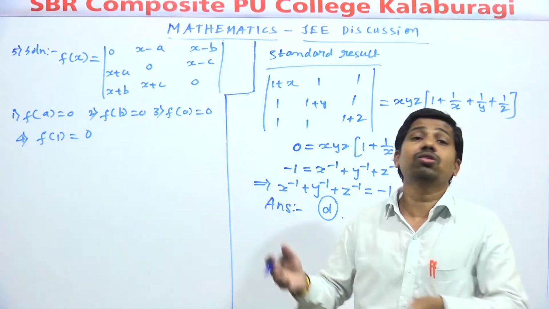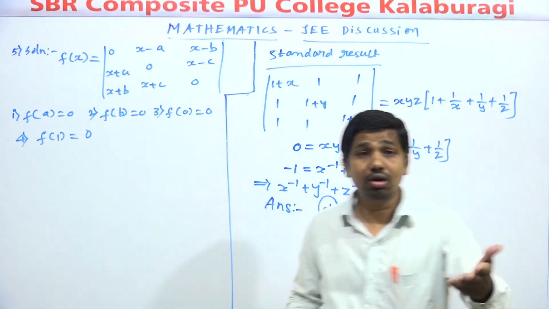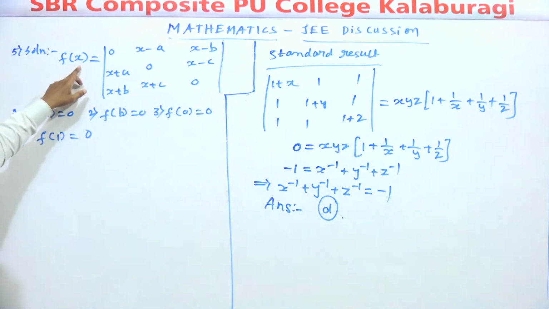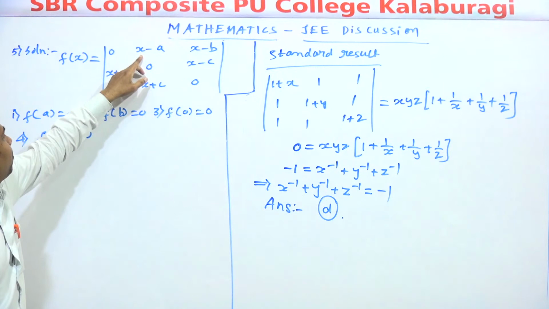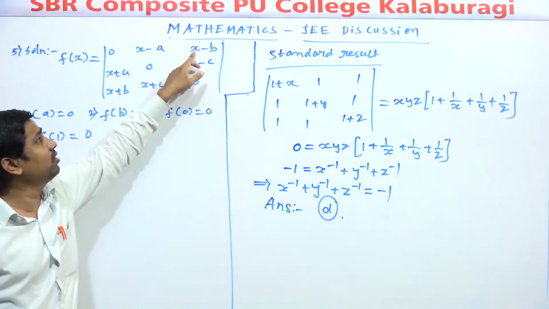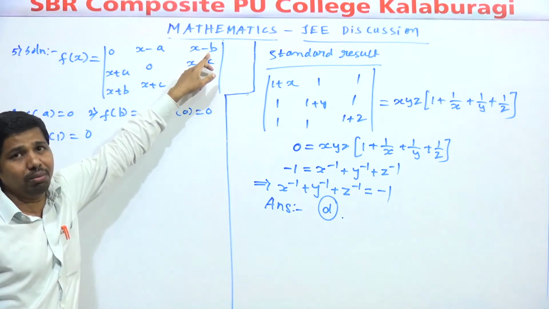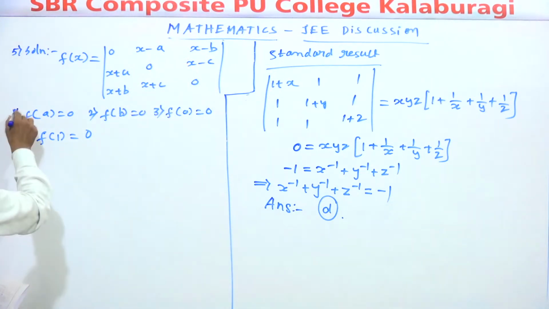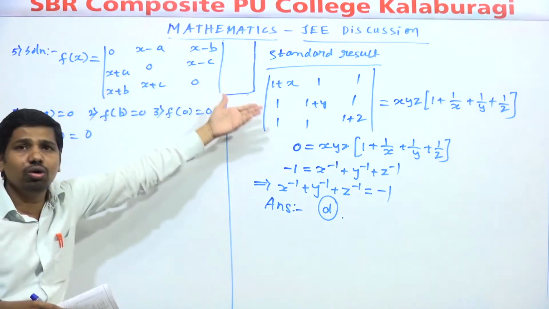Determinant of a skew symmetric matrix of odd order is equal to 0. So if I take the first option, f of a, replacing x as a, I get 0, a, minus a, 0, and in this a minus b I am getting any row or any column as 0. So the first option fails, meaning this value is not equal to 0.